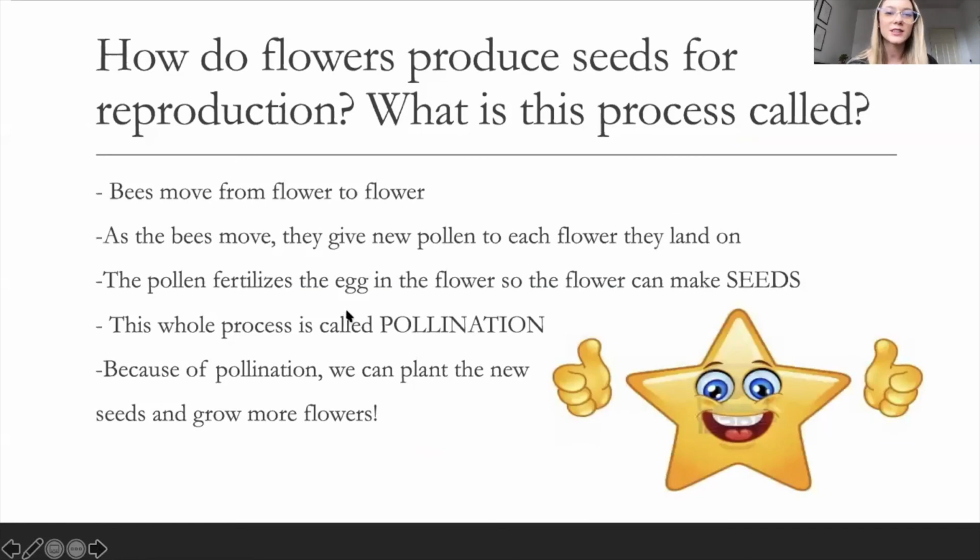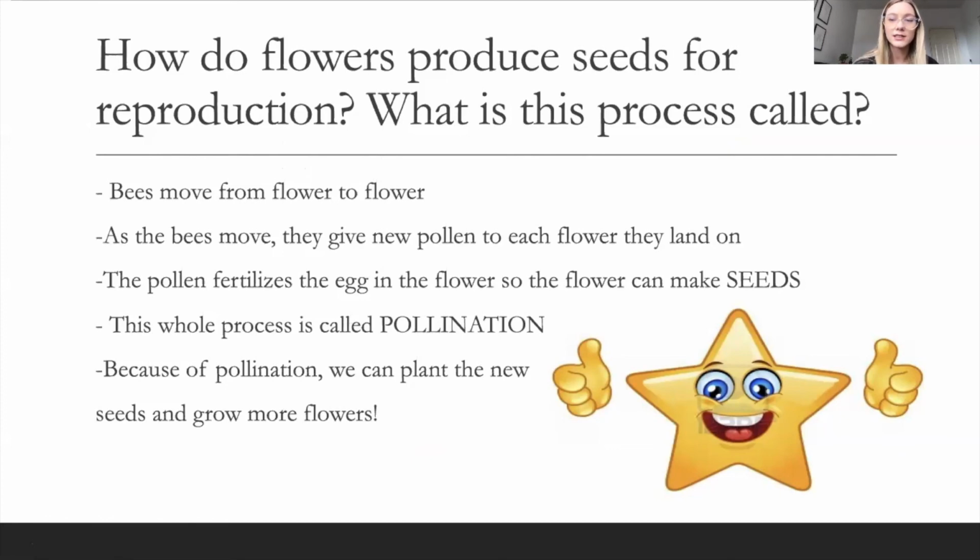So let's summarize what we learned today. Going back to our learning objectives: how do flowers produce seeds for reproduction, and what is this process called? What we learned today was bees move from flower to flower. As the bees move, they give new pollen to each flower that they land on. The pollen then fertilizes the egg in the flower, so the flower can make seeds.